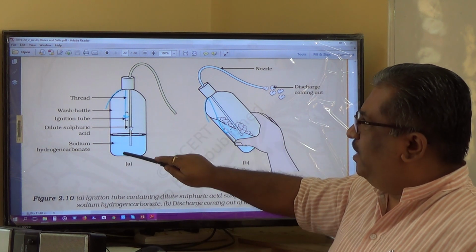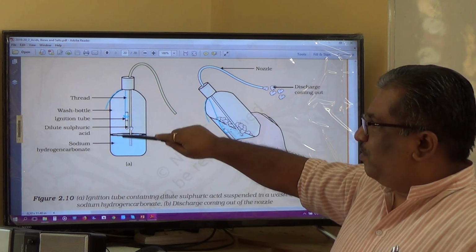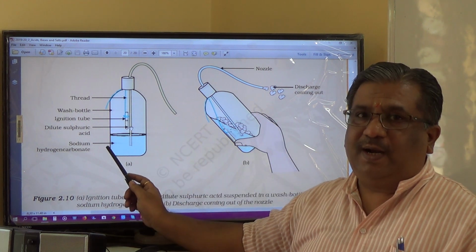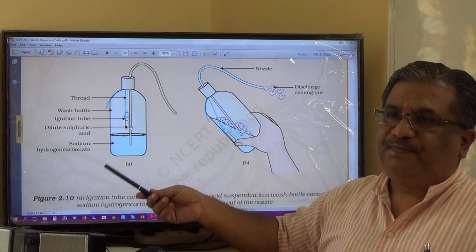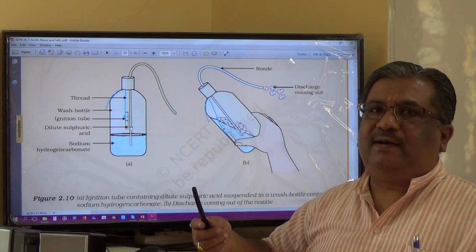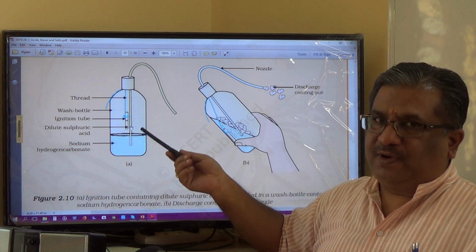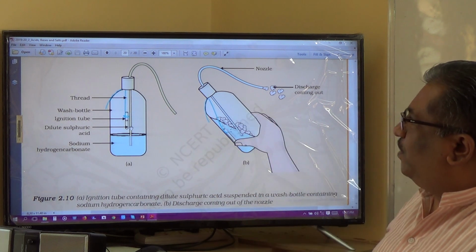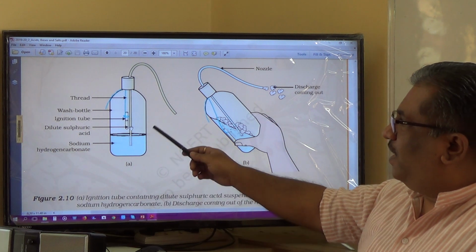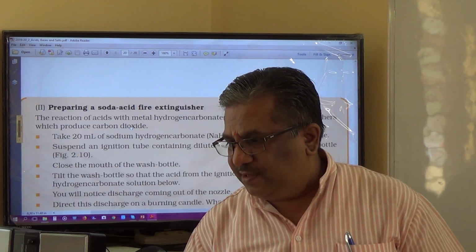So this activity is to demonstrate the application of sodium hydrogen carbonate, which is used as a soda acid fire extinguisher, and also to demonstrate the reaction between metal bicarbonates and acids. What is the reaction between metal bicarbonates and acids? To give CO2, water and salt, and CO2 brisk effervescence is produced over here. So this is one activity to demonstrate how sodium hydrogen carbonate can be used to prepare a soda acid fire extinguisher at home. I think I have discussed all the points.